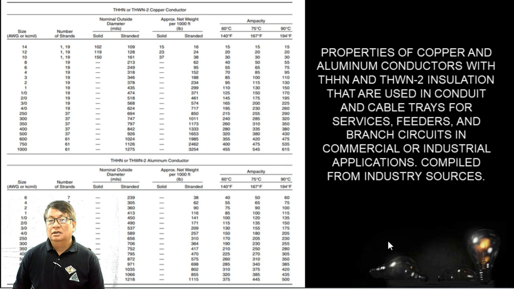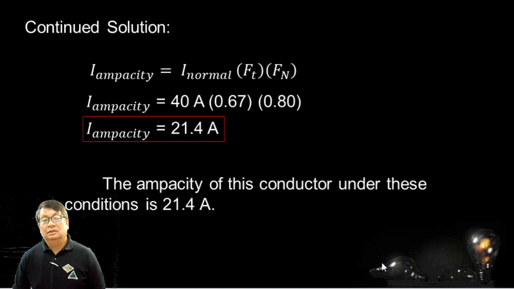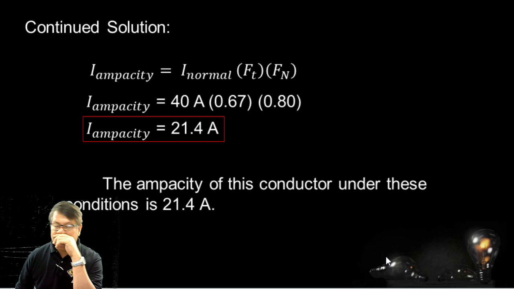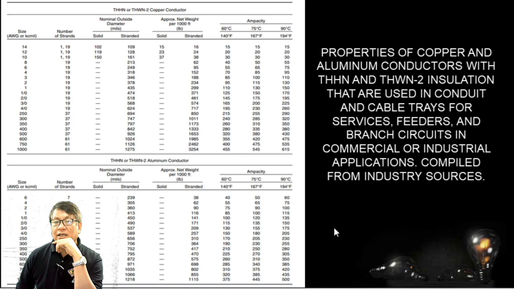So much for this table here, these properties of power, copper, and aluminum conductors. Okay, so we have this THHN too. Current ampacity is equal to the normal current times the temperature factor and F sub N, the number of conductors in the raceway.